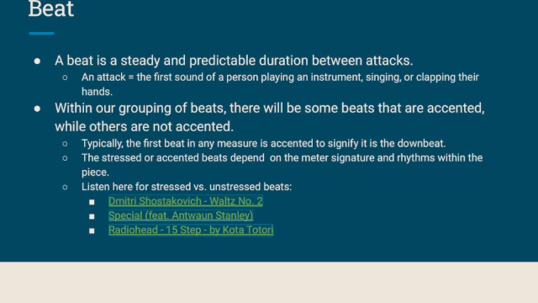So if we look, we have a beat. A beat is a steady and predictable duration between attacks. An attack is the first sound of a person playing an instrument, singing, or clapping their hands. Within our grouping of beats, there will be some that are accented and some that are not. Typically, the first beat in any measure is accented to signify the downbeat. The stressed or accented beats depend on the meter signature of the piece.